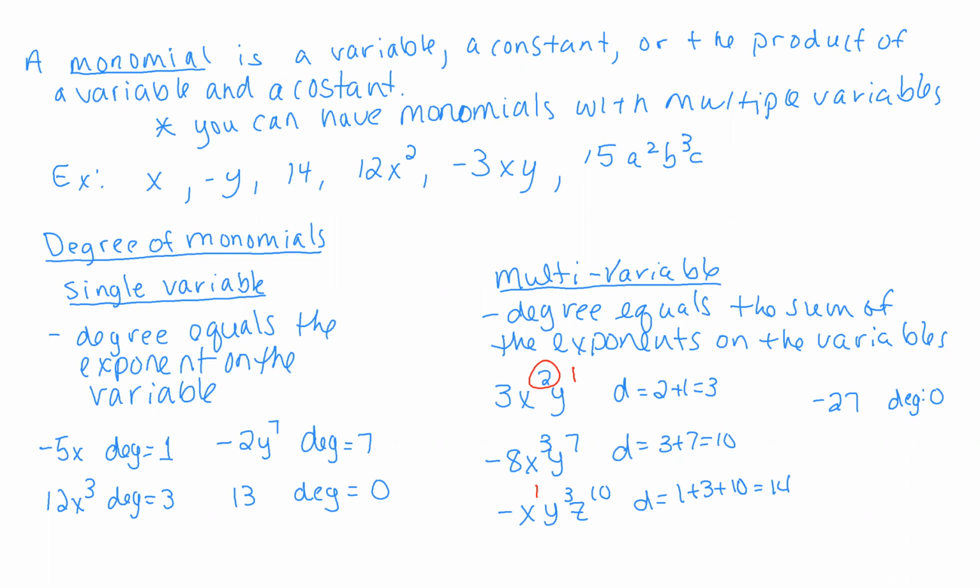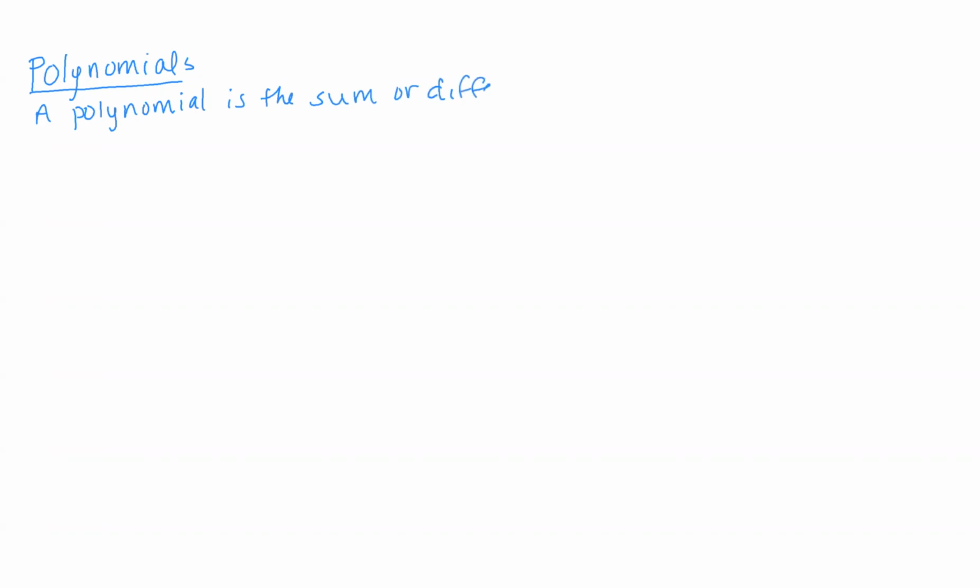Okay. So next up, we need to look at the idea of a polynomial. So the title of this entire unit is exponents and polynomials. So let's figure out what a polynomial is. So polynomials, a polynomial is the sum or difference of terms. So we're going to change it to this monomial talk, and we're going to say it's the sum or difference of monomials.